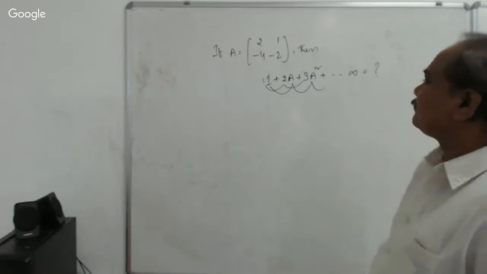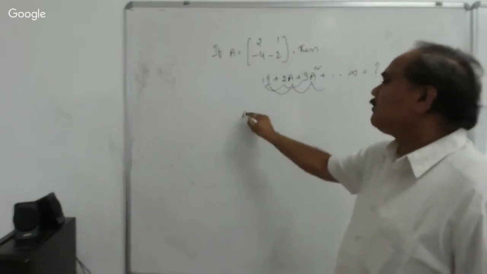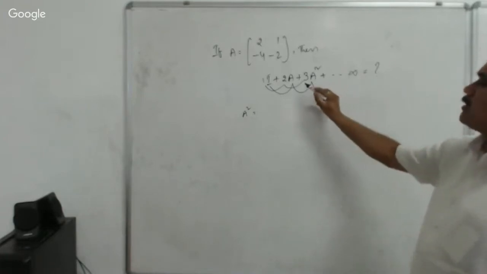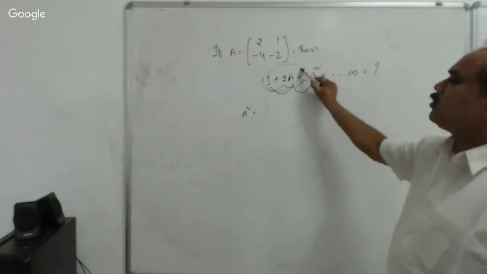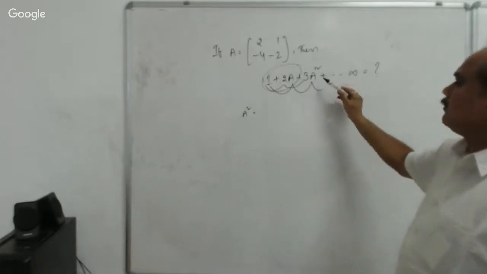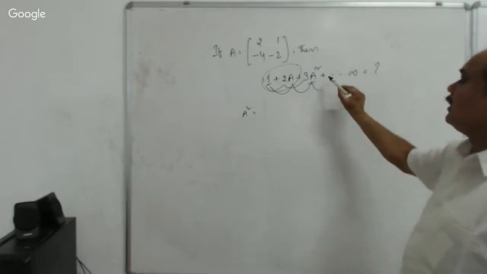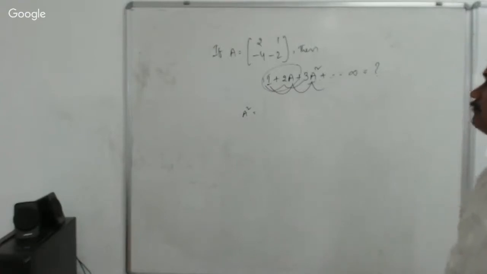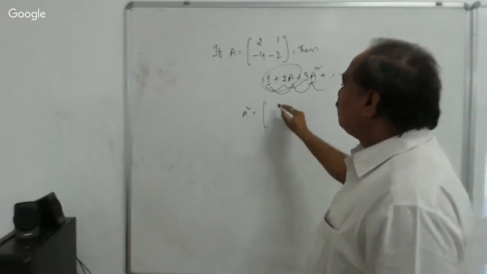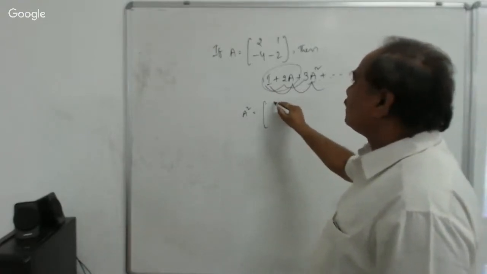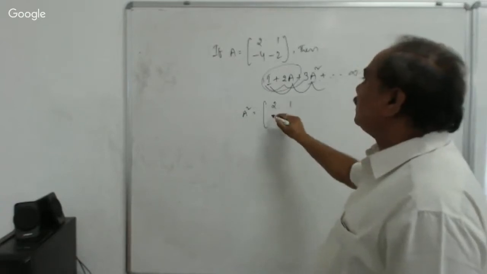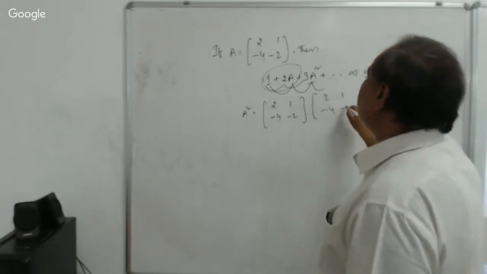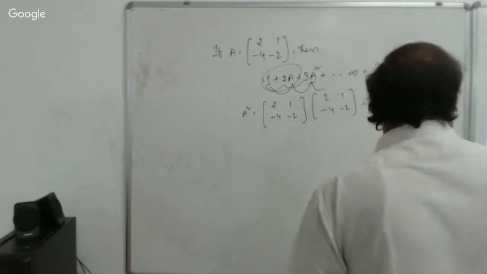Look here. First find the A square value. Why? Because from the third term onwards, every term has A square. First find what A square is. A square means A into A, that is [2, 1; minus 4, minus 2] into [2, 1; minus 4, minus 2]. Just multiply it.